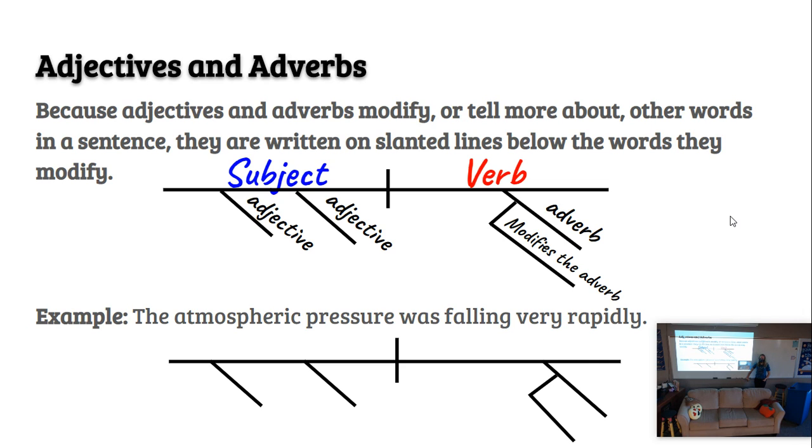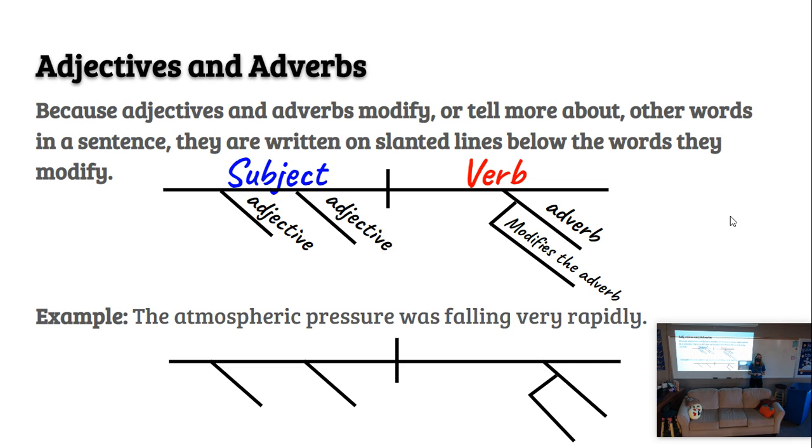Who or what is this sentence about? What's our subject? Two people know. Three people. Four people. More than that. Figure it out. Think about it. Who or what is this sentence about? All right, Lathan, what do you think? Yeah, man! Pressure is our subject.